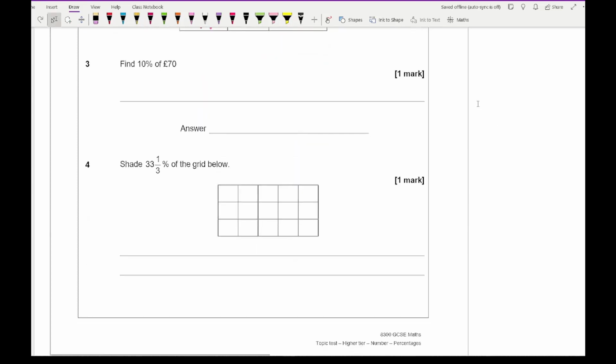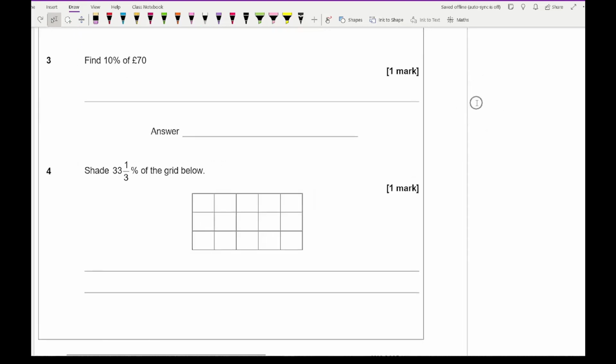Moving on to question 3, it says find 10% of 70. So again, all we need to do is just move the decimal point 1 place to the left, in which we should get an answer of 7. You don't want to write with highlighters, so let me just write down 7.